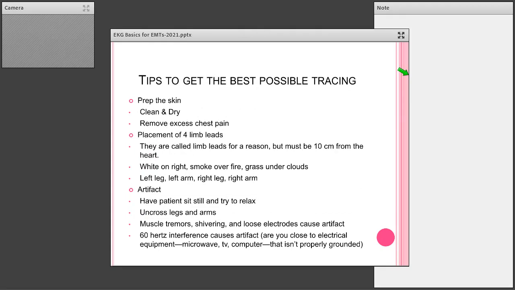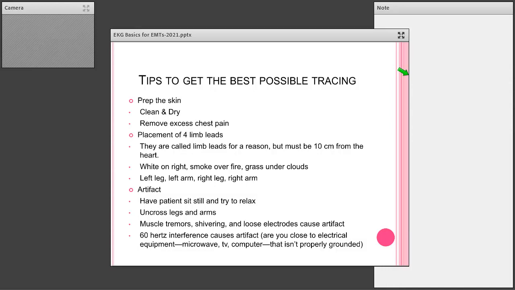Now, you've all probably seen really good monitor tracings that look like a rhythm generator or look pretty textbook. You've also probably seen rhythm strips that look like they're bouncing down the road in the back of a pickup truck down an old country road. It's really hard to read those that have so much artifact and movement in them. So there are some tips that I can give you, or you have maybe heard, about how to get the best possible tracings. So first, the patient needs to be clean and dry.